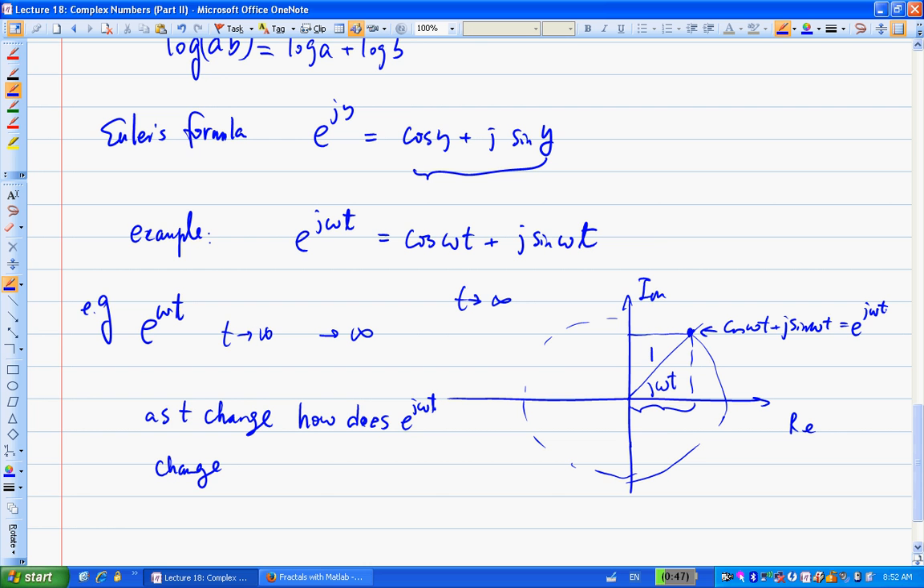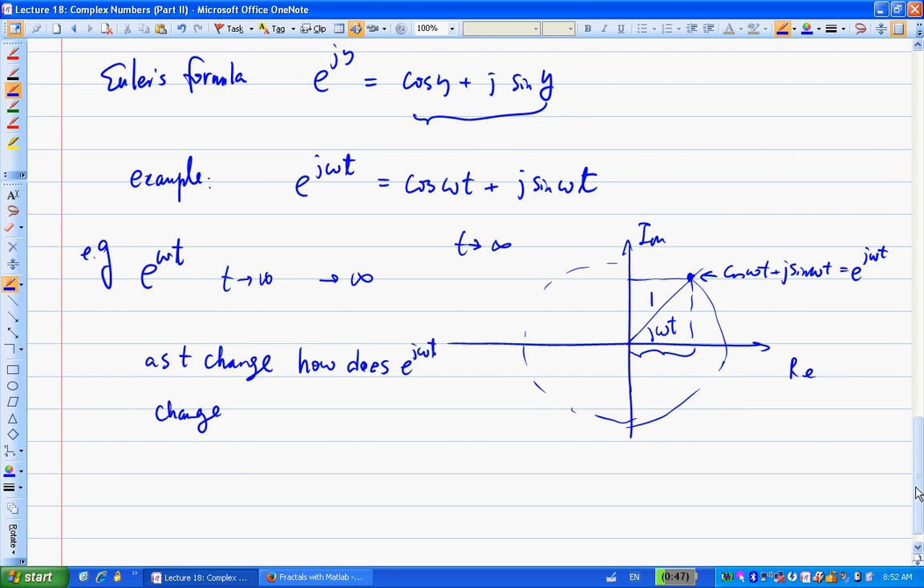So now it's kind of clear, right? How does e to the j omega t change as t changes? It's basically going around the circle. So as t changes, it doesn't grow exponentially anymore, because of this complex number j. This e to the power of a complex number is essentially going around the circle. Is that clear?